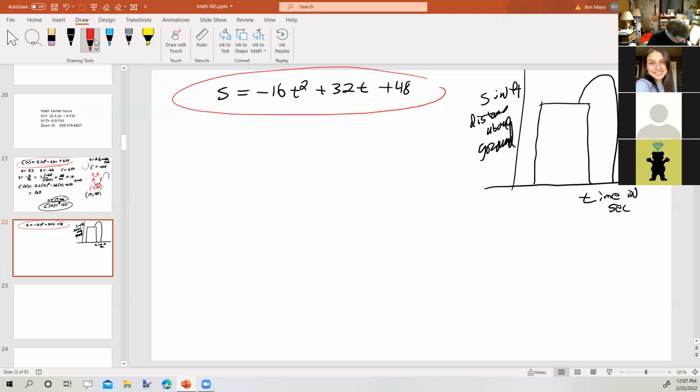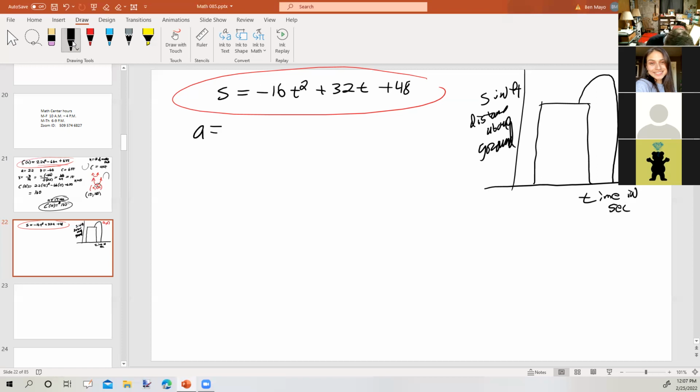Now it says, find the maximum height reached by the ball. So that would be the S value of the vertex, right? T is the time after it's been launched, and S is its height at some given time. So the maximum height would be the S, or the output value of the vertex. So I've got to find the vertex.